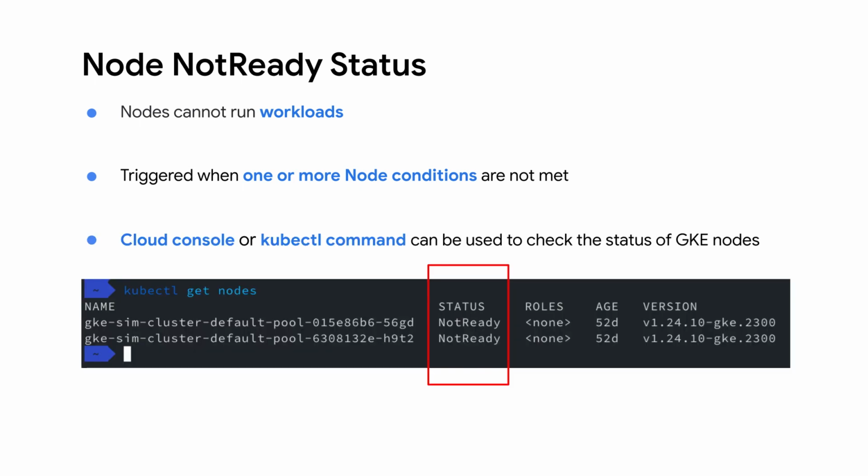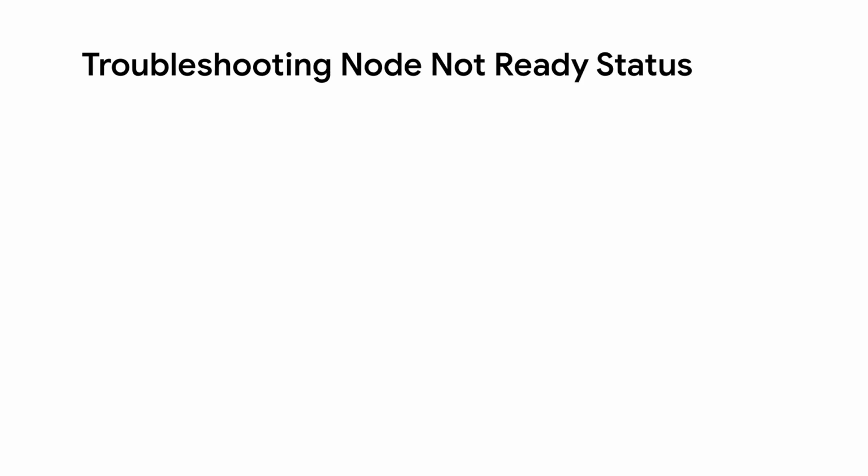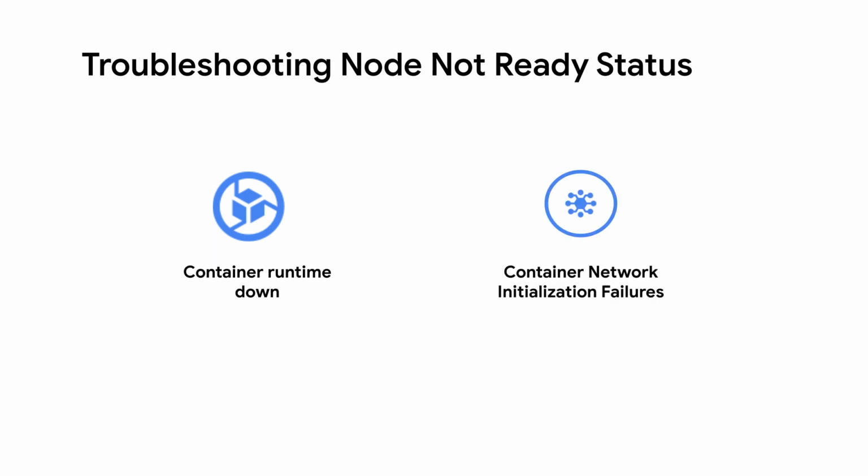You can view the status of the nodes using the Cloud Console or using the kubectl get nodes command. Here is the list of conditions that are checked before GKE marks a node as ready to schedule pods. If any of the conditions are not met, the node is marked with not ready status. Let's dive into the demo and learn how to troubleshoot and resolve two common scenarios when a node is marked as not ready: container runtime down, and container network initialization, or CNI, failures.